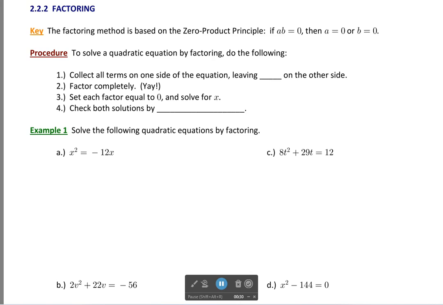Number 1, collect all terms on one side, leaving 0 on the other. Then factor completely. We have practiced this and you are ready for this moment. Then set each factor equal to 0, that's where our zero product principle comes into play, and solve for x. That should give us two solutions. Check both solutions by substitution.